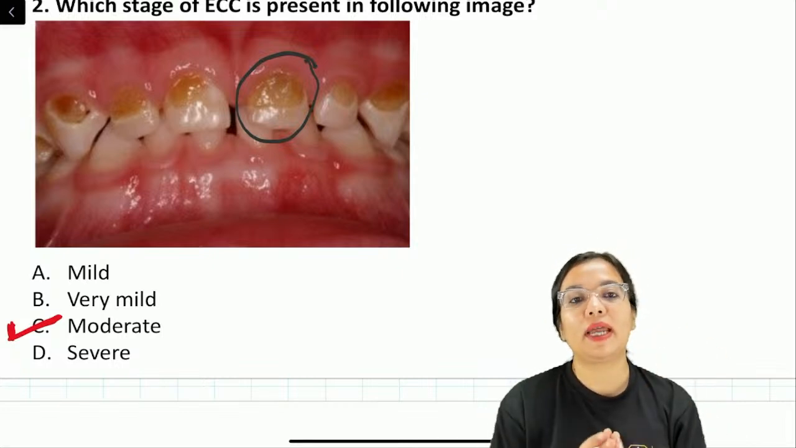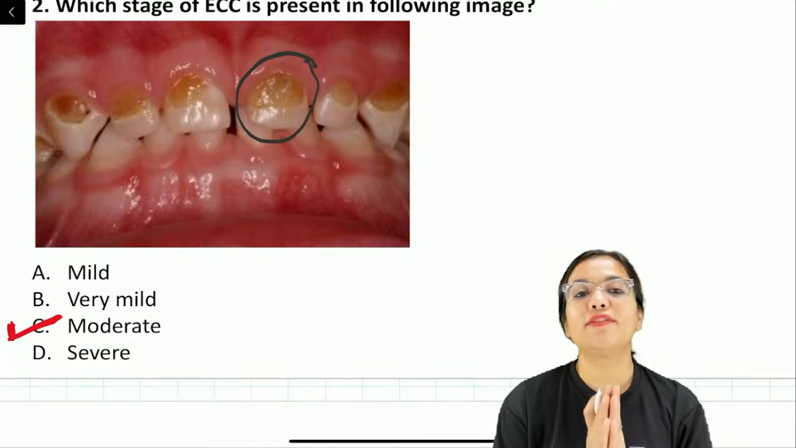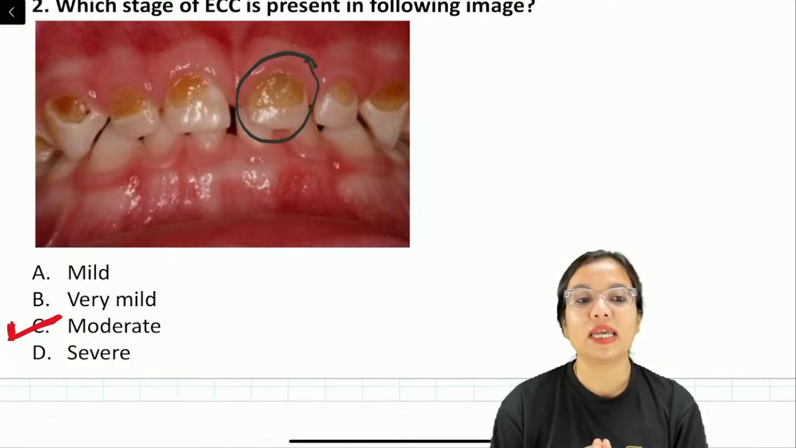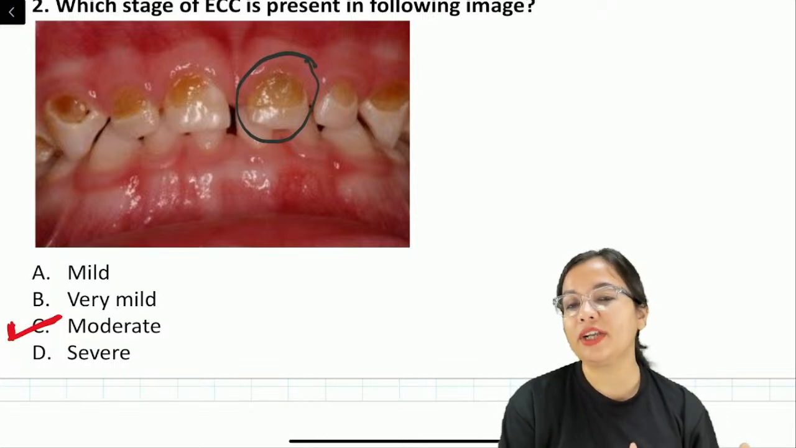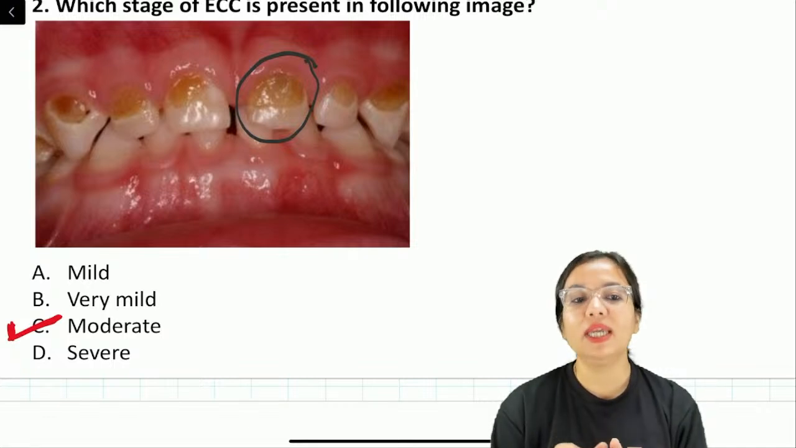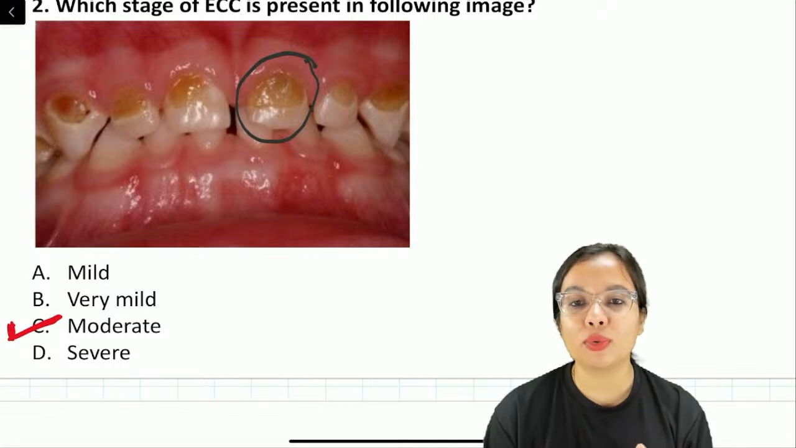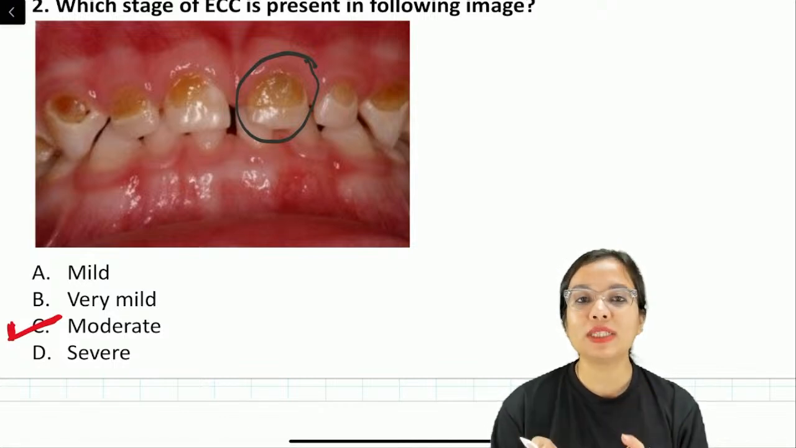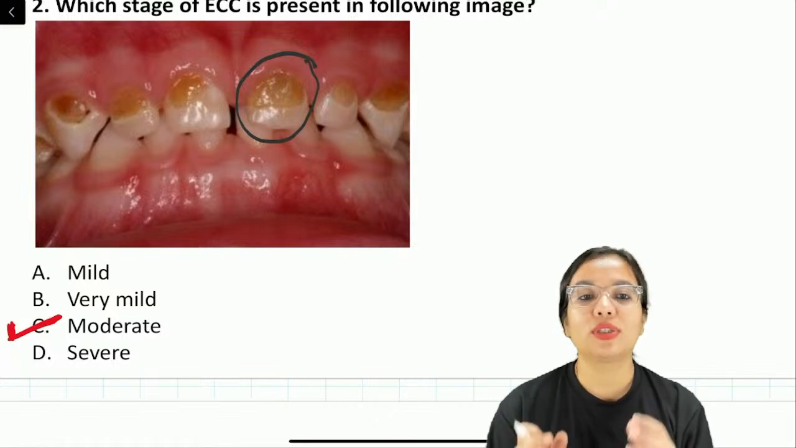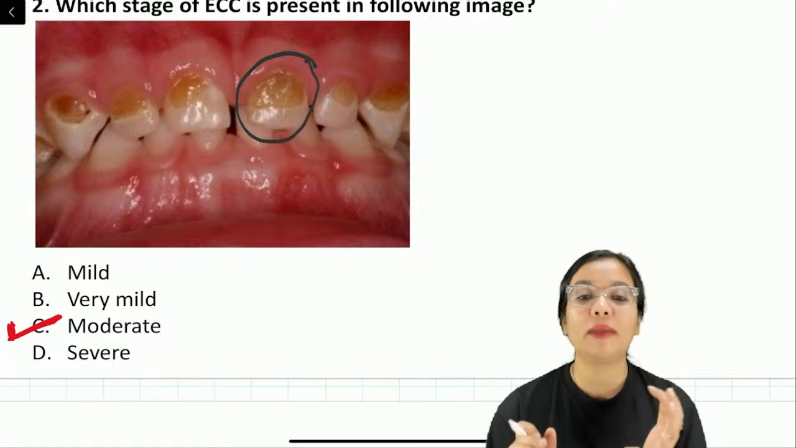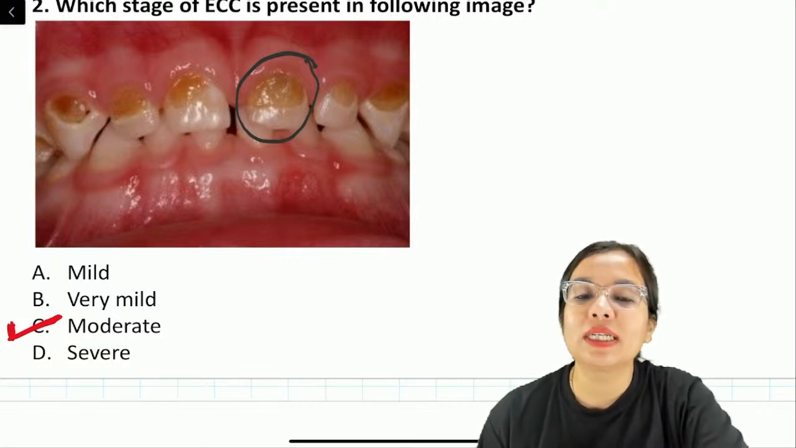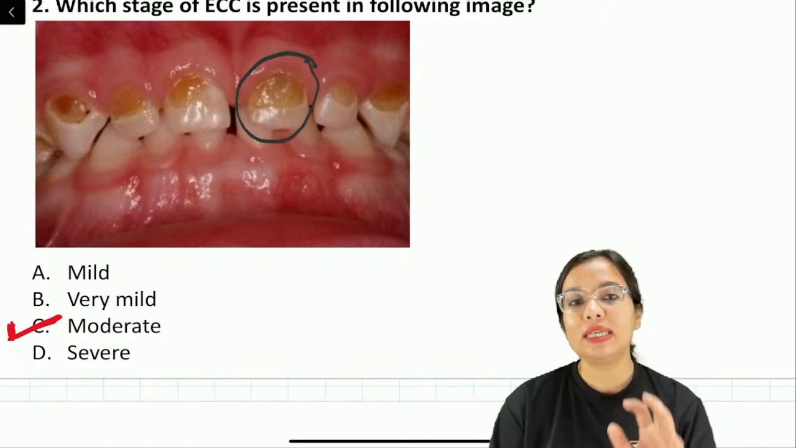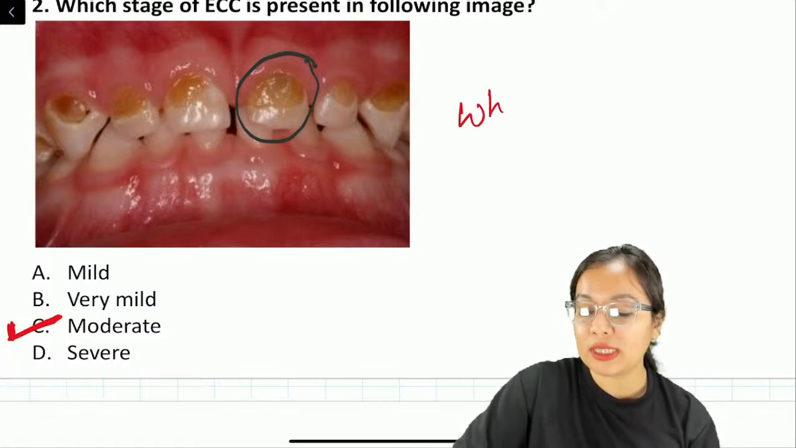The American Academy of Pediatric Dentistry defines early childhood caries as the presence of one or more decayed teeth, whether cavitated or non-cavitated, missing due to caries, or filled tooth surfaces in any primary tooth in a child 71 months of age or younger. So that is the definition given by AAPD of early childhood caries. It is the most common chronic disease present in children, and it is seen as a white spot. So the white spot is the initial lesion.